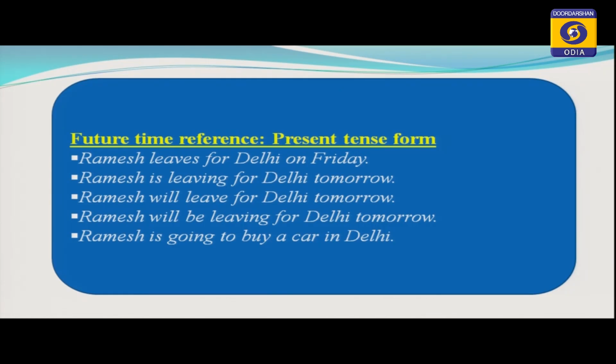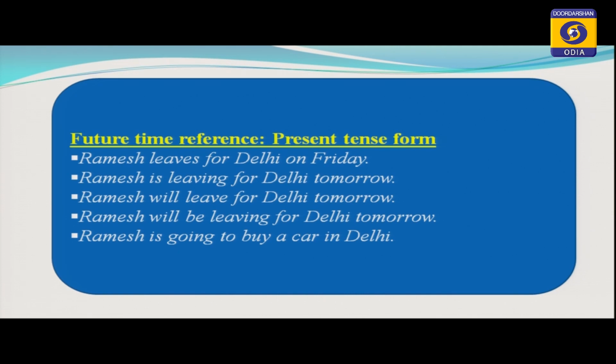Now mark the subject, Ramesh. I have not changed it deliberately because you will understand the use of tense form and the reference to time. Now I have marked that it is a future time reference. So all these sentences are marked towards future time. They relate to future time. But there is the use of present tense form. Now the first sentence, Ramesh leaves for Delhi on Friday. Leaves, that is the use of simple present tense form. After leave, there is an inflection S.